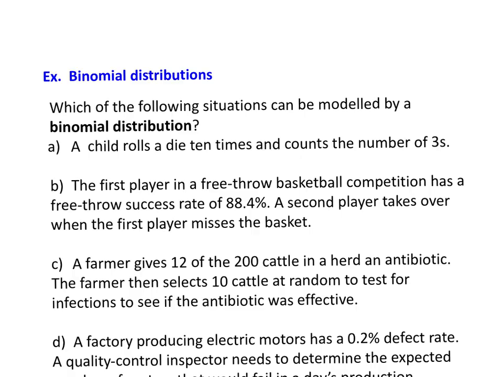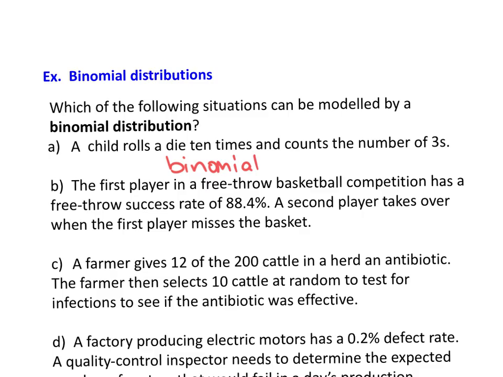Which of the following can be modeled by a binomial distribution? A child rolls a die 10 times and counts the number of threes. The second roll has nothing to do with the first roll, so it is independent. I'm counting the number of threes, so I either get a 3 or I don't. Therefore, this is binomial.